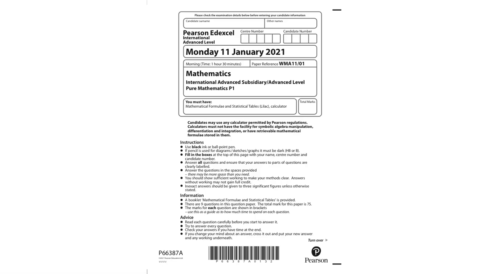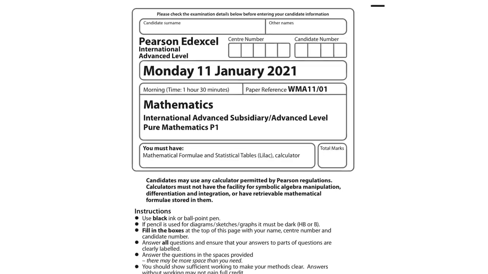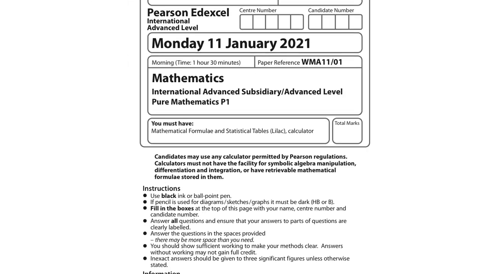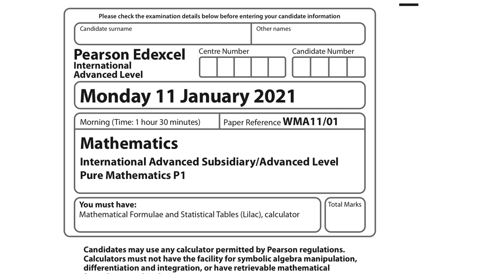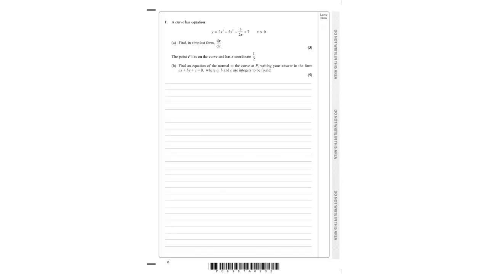Okay, so Pure 1 January 2021. This is exciting. Okay, let's see how quick we can get through this paper then. So I think there's only 9 questions, which is nice. Yeah, 9 questions. So here we go.